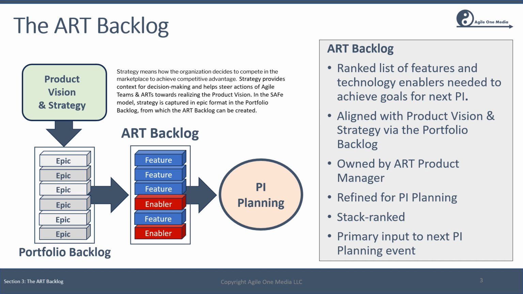So, the ART backlog is a ranked list of features and technology enablers needed to achieve the goals for the next PI. It's aligned with product vision and strategy via the portfolio backlog. It is owned by the ART product manager. It is then refined in preparation for PI planning. Items in the ART backlog are stack ranked, and the ART backlog is the primary input to the next PI planning event.